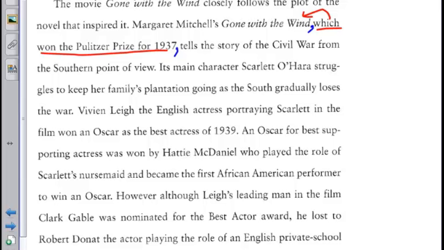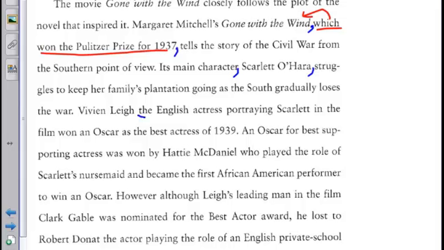Its main character, Scarlett O'Hara. Again, Scarlett O'Hara, it's redescribing its main character. There can only be one main character, so this is a redescription of something already specific. Struggles to keep her family's plantation going as the South gradually loses the war.